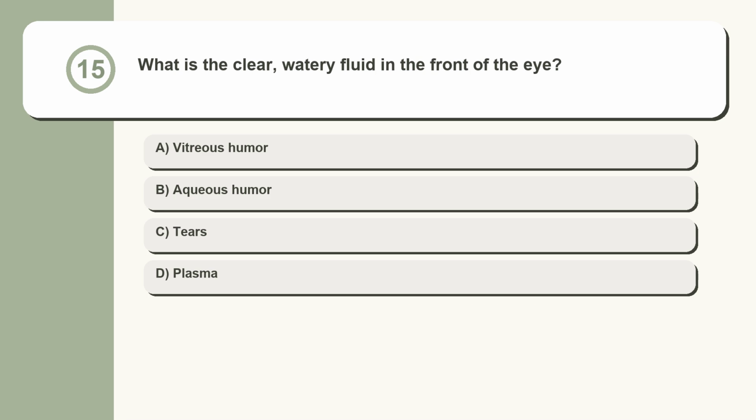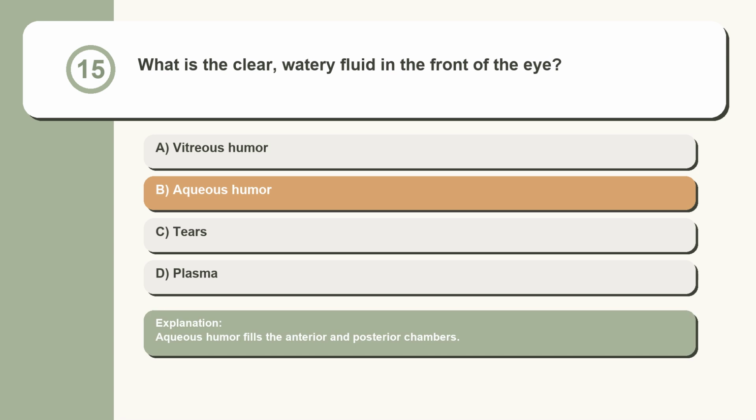Question 15. What is the clear, watery fluid in the front of the eye? Vitreous humor, aqueous humor, tears, plasma. Aqueous humor fills the anterior and posterior chambers.